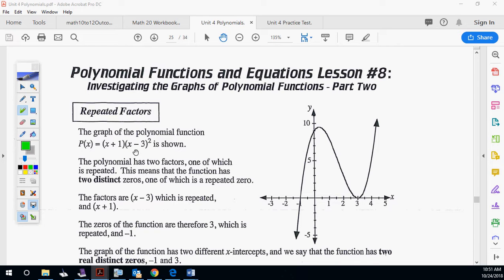Okay? So here's the repeated factor. See that? X plus 1, x minus 3 squared, so it hits the 3 twice, like Aiden said, but really that's 1 x-intercept. We don't count it twice. That's why we call it real non-equal. So the polynomial has 2 factors, one of which is repeated.